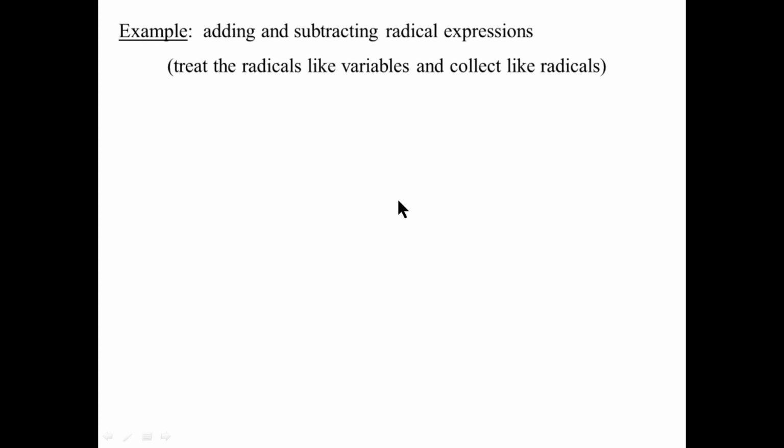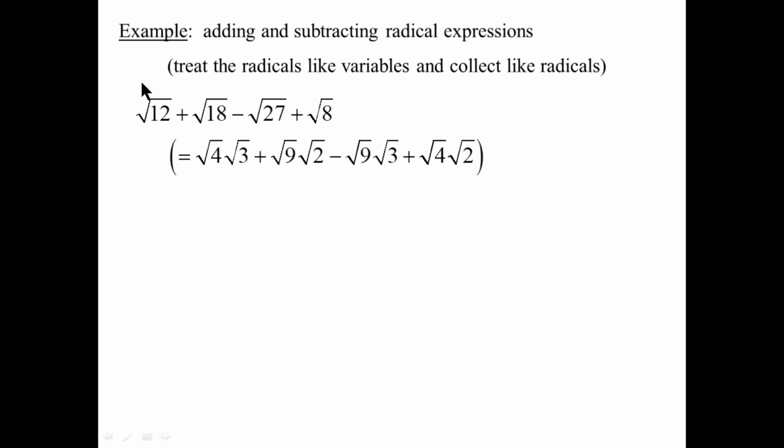Adding and subtracting these radicals: treat radicals like variables and then collect like radicals, just like you would collect like terms. Here's an example. We need to add and subtract. Okay, well, none of the radicands match. We got a radicand of 12, a radicand of 18, a radicand of 27, a radicand of 8. But they can be reduced. And it becomes this: 2 root 3 plus 3 root 2 minus 3 root 3 plus 2 root 2. I put this line in brackets.